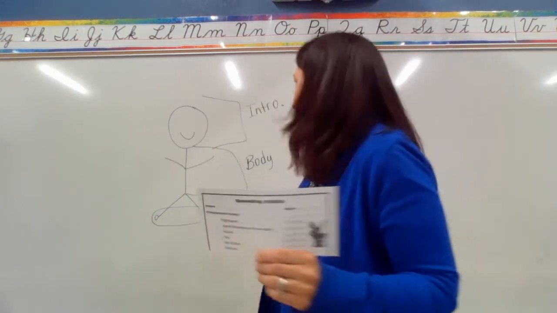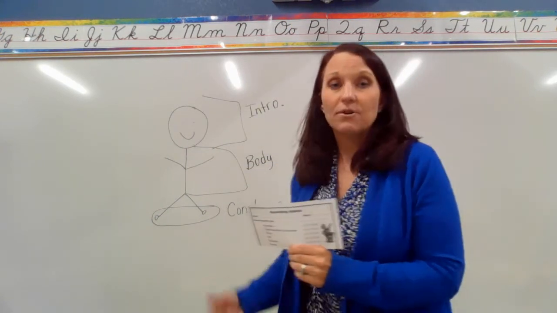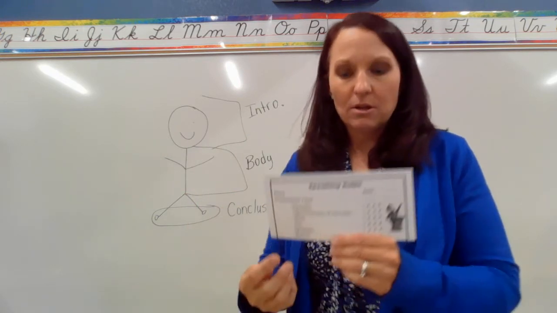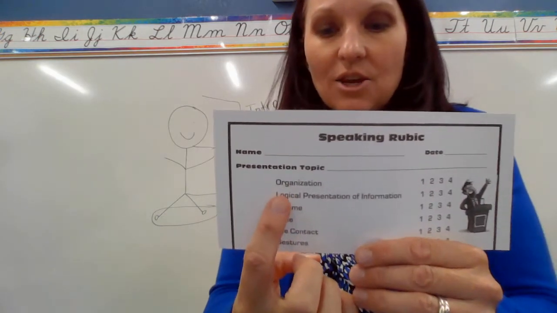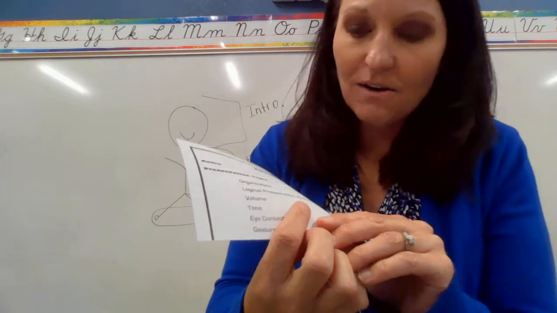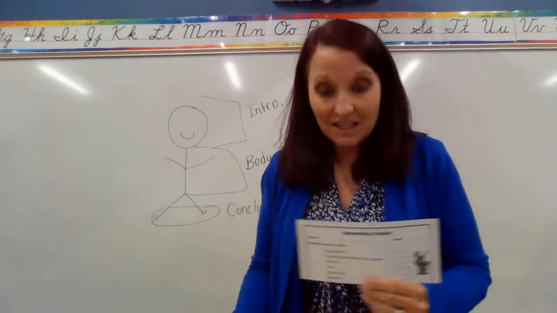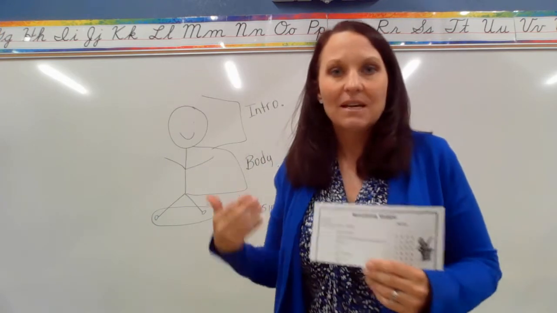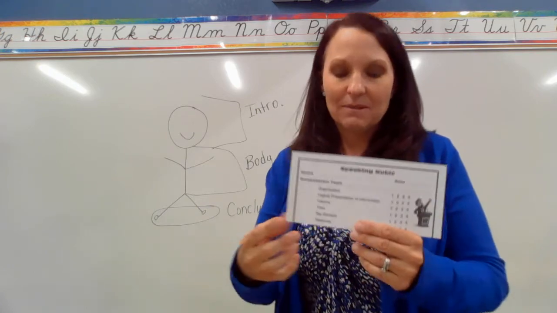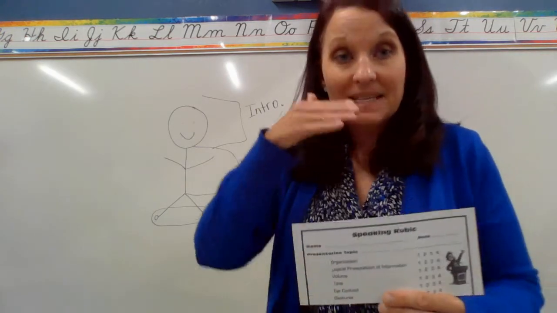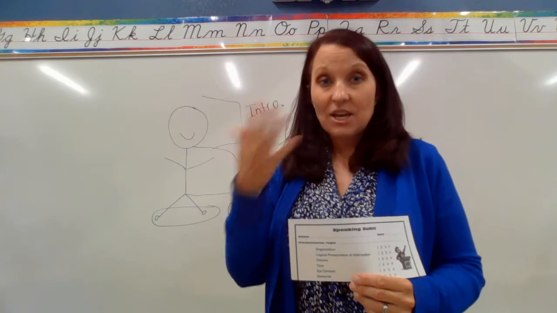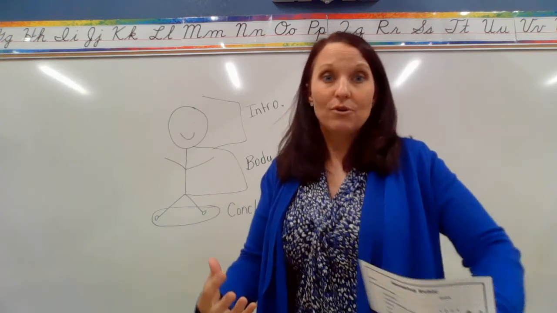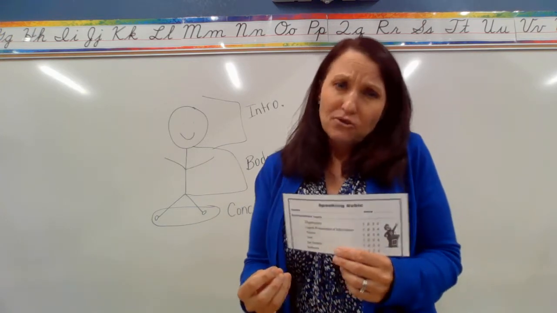One is called organization. That means that you have all of the parts of your speech. You have an introduction, you have the body, which has lots of details, and you wrap it up with a conclusion. So it's organized. Then you have logical presentation of information. So you're telling us what's important about the items that you put in here, giving us reasons why you picked those items for your bag. Your volume means how loud you are and that you're speaking clearly. Your tone means that you're not shouting at the group or talking like you're sad and scared.